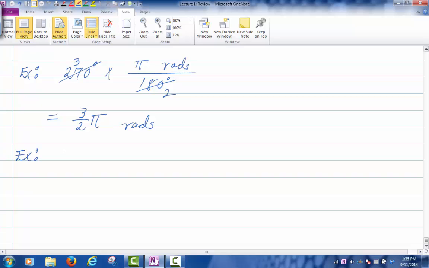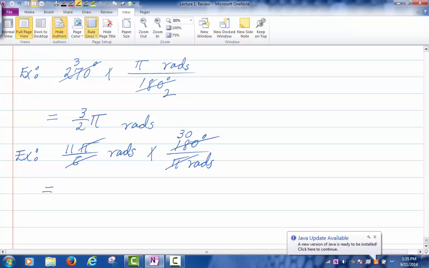And the other way would be, for example, 11 pi over 6. Let's say this is in radians. And then in order to convert it to degrees, you multiply by what? 180 over pi. And then when you do that, you basically get what? Pi cancels out. 6 goes into 180 how many times? 30. So this is 330 degrees. Okay.